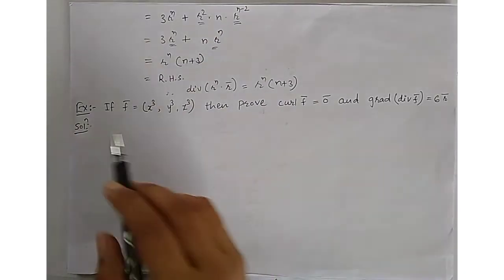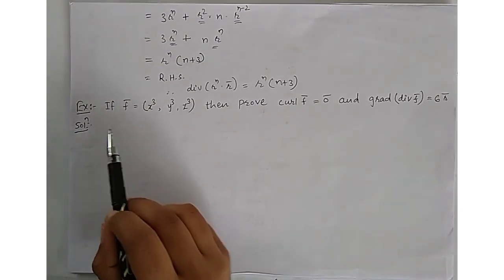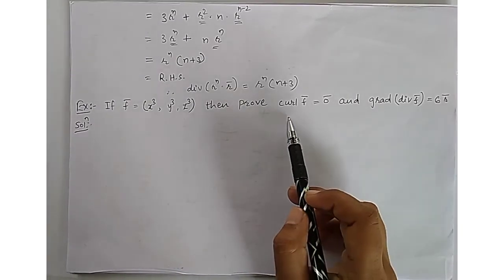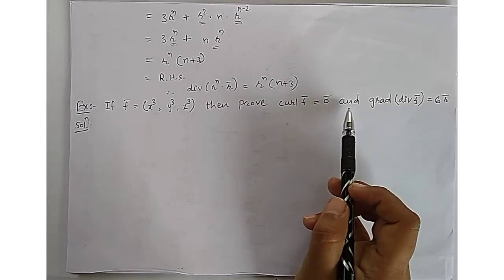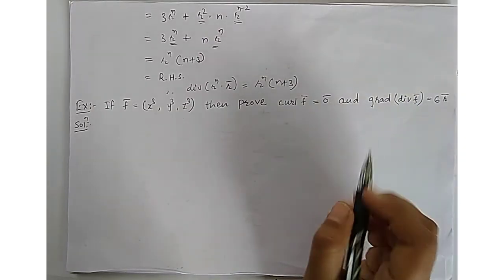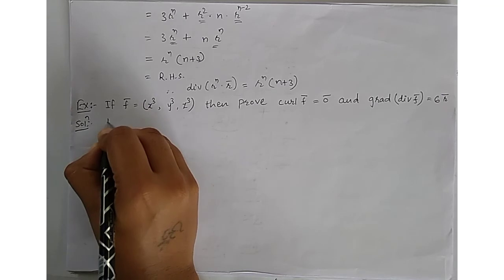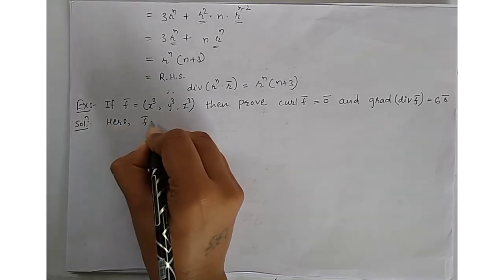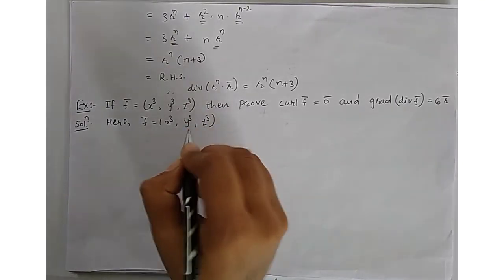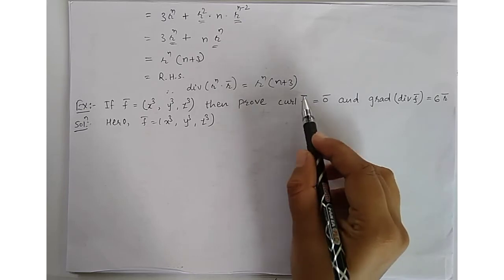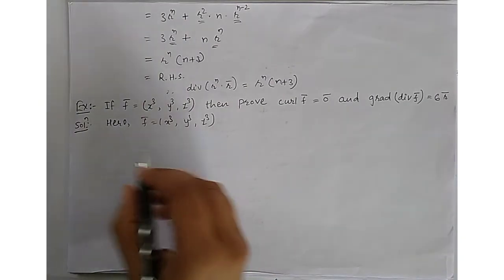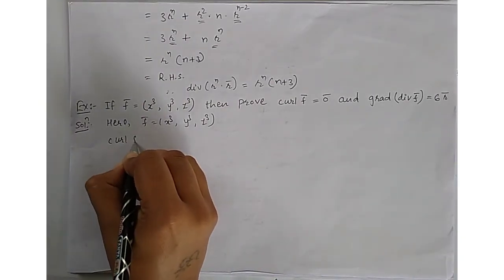Next example: if a vector function is given, that is f bar is equal to x cube, y cube, and z cube, then we have to prove that curl of this vector function is 0 vector, and gradient of divergent of f bar is 6 times r bar. So for the solution, here f bar is x cube, y cube, and z cube. First we are going to prove that curl of f bar will give 0 vector for this f bar. So first, to find curl of f bar.